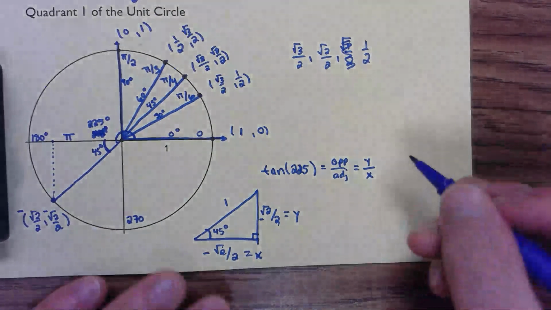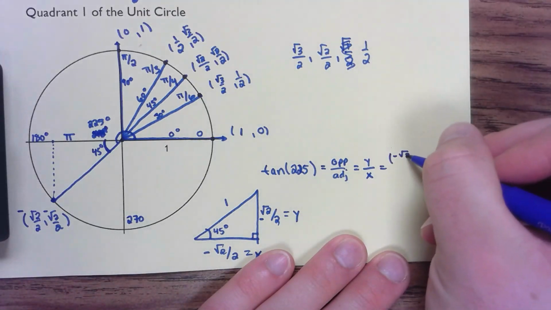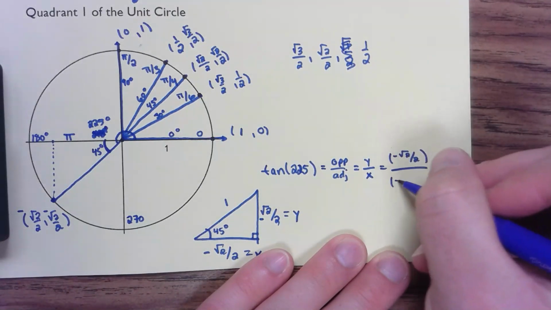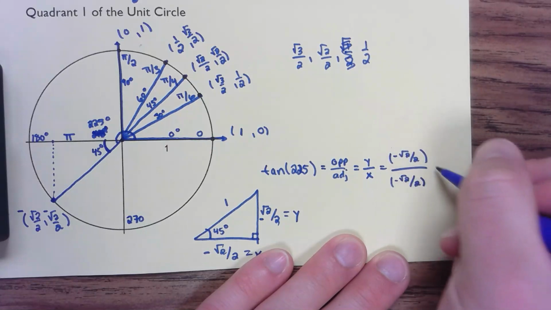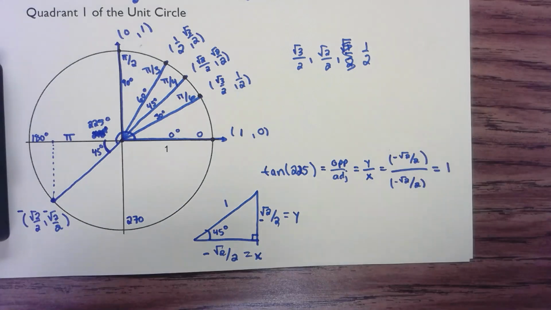All right. So if I take y divided by x here, that's negative root 2 over 2 divided by another negative root 2 over 2. Anything divided by itself is 1. Just a second. There it goes. All right, so that's how we use reference angles.